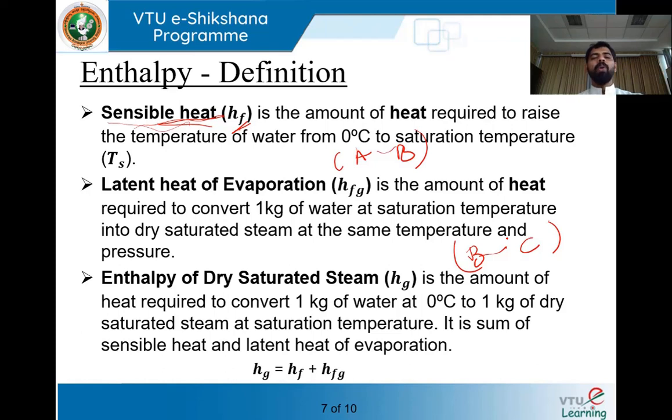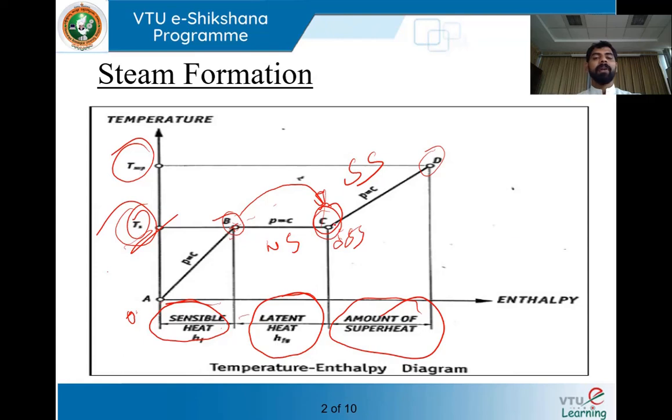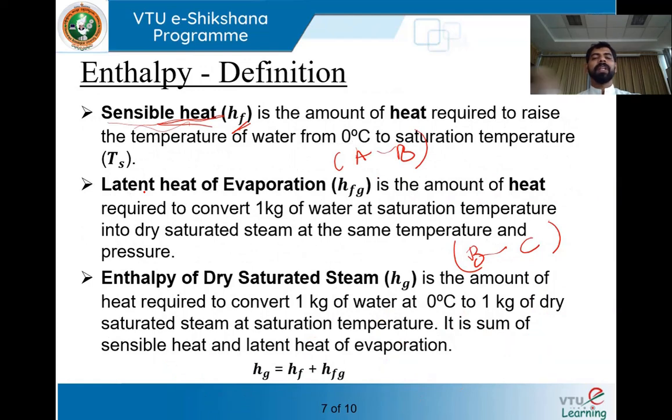It is the amount of heat required to convert 1 kg of water at saturation temperature into 1 kg of dry saturated steam at the same temperature and pressure. If you just refer to this TH diagram, there is no change in the temperature, isn't it? From B to C, see, a latent heat. So what is the amount of heat required to convert 1 kg of water? It is still water here. Here it is completely steam. So the amount of heat required to convert 1 kg of water into 1 kg of dry saturated steam at the same temperature, temperature won't change. At the same temperature, and anyway it is steam generation at constant pressure, at the same temperature and pressure. So that is what we call latent heat of evaporation, and it is denoted by HFG.